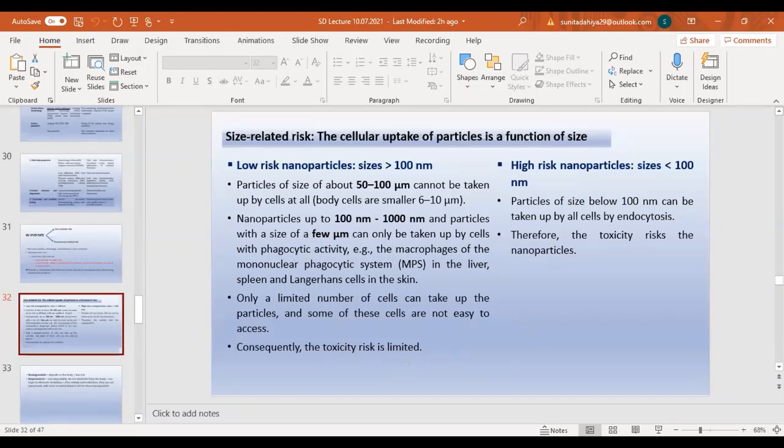However, it is not so easy because only a limited number of cells can take up the particles, and some of these cells are not easy to access. But when we go to still smaller sizes, this uptake can become easier. That's why we say that if the nanocrystal particle sizes are a bit greater than 100 nanometer, that is 100 to 1000 nanometer, they are safer compared to when the particle size is less than 100 nanometers, right? Because the smaller ones can be taken up by all cells by endocytosis, right? And therefore there is the toxicity risk of the nanoparticles.